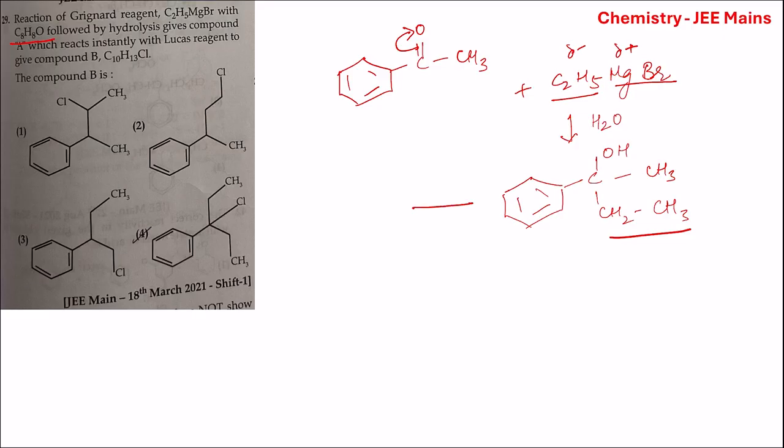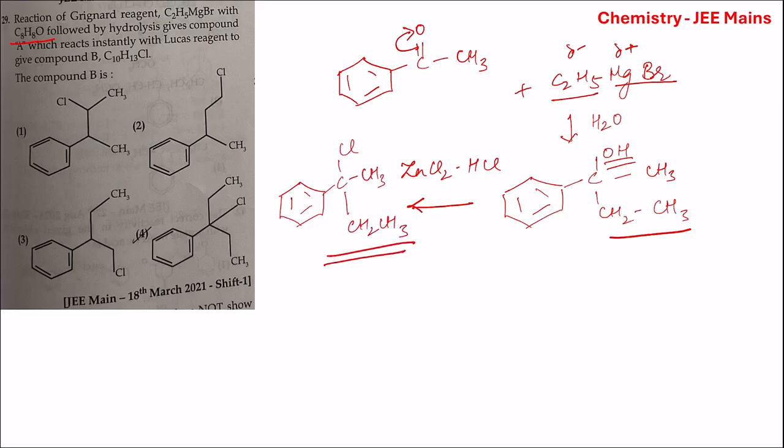Next, this compound is treated with Lucas reagent. Lucas reagent means zinc chloride and HCl. So this OH group will be replaced by Cl group and the product will be C, here Cl, then CH3 and here CH2CH3. So this is the correct product. None of the options agree with the correct product here. So none of the options is correct.